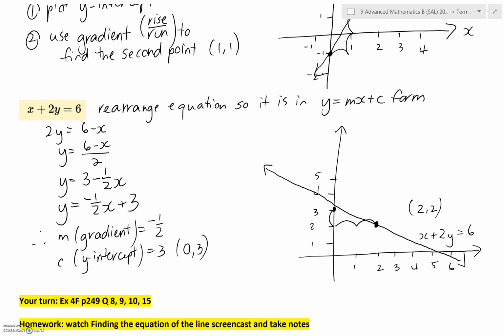Okay, your turn. Exercise 4F. I've set 4 questions there, 8, 9, 10 and 15, and of course after that we will watch the finding the equation of the line screencast for our next lesson. All right, good luck, see you in class.